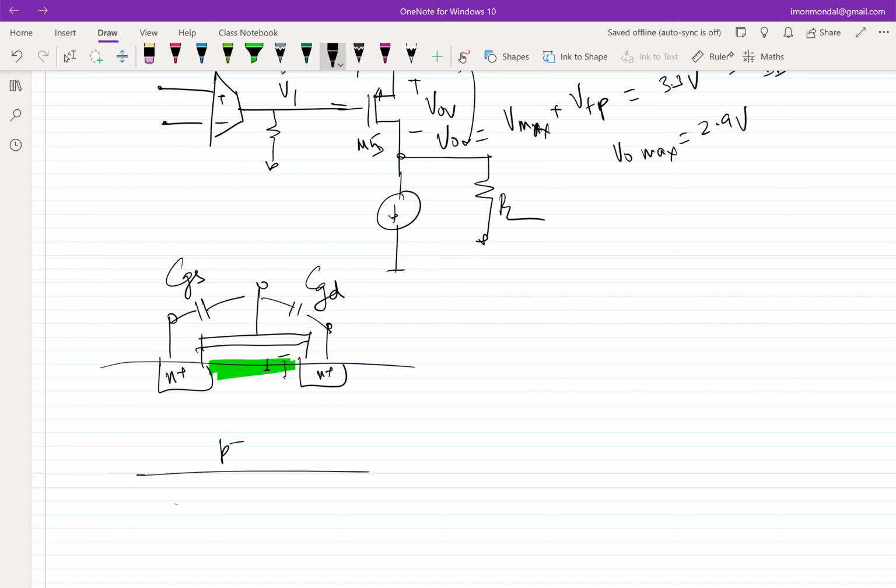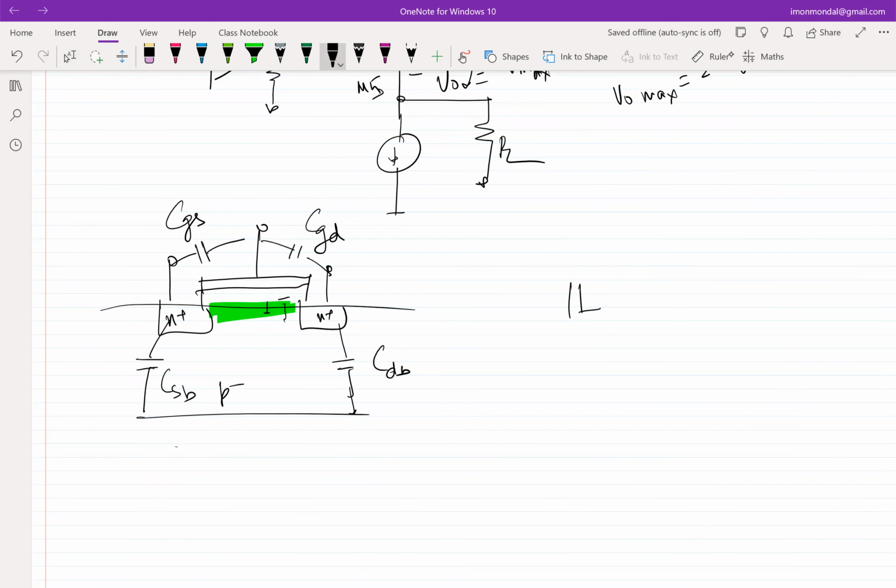Similarly, there will be a capacitance between the drain and the bulk. We call this CDB. Similarly, there will be a capacitance between the source and the bulk, called CSB. Okay. So your transistor model now has this capacitance, this capacitance, this capacitance. So this is drain, source, gate.